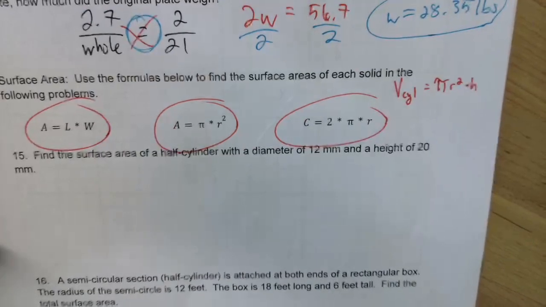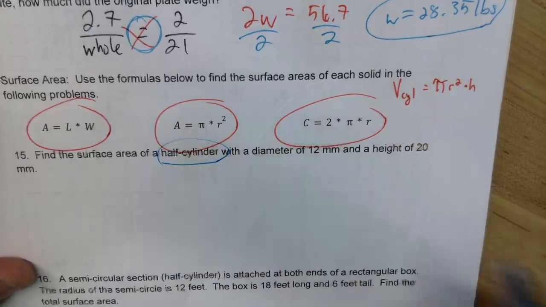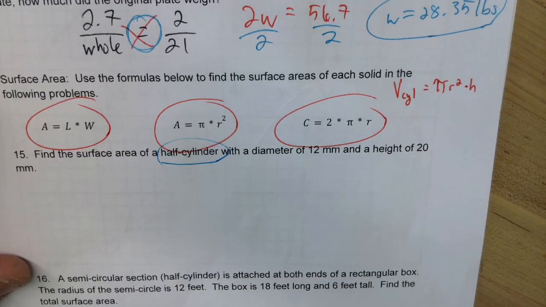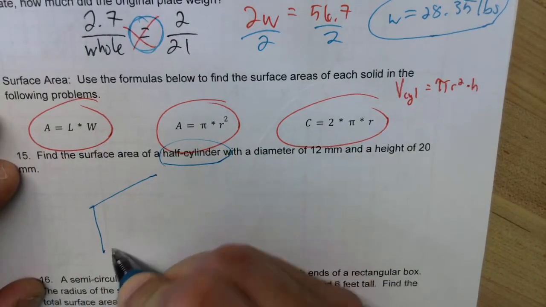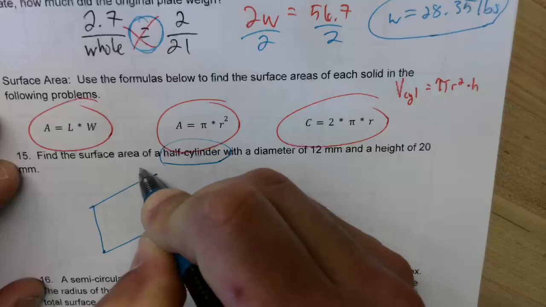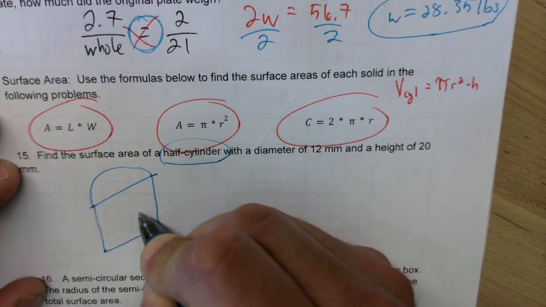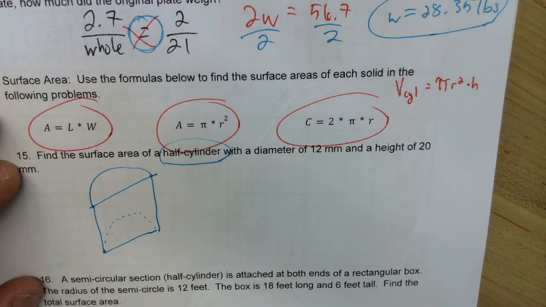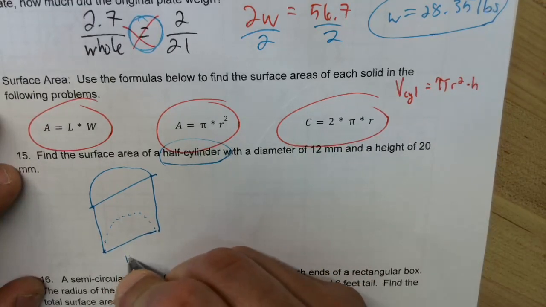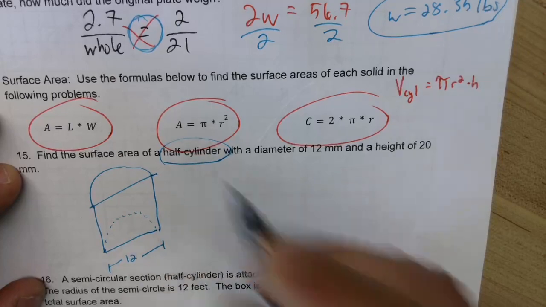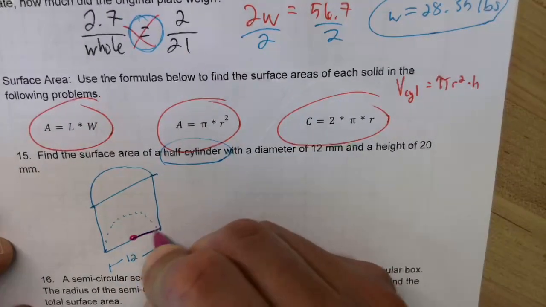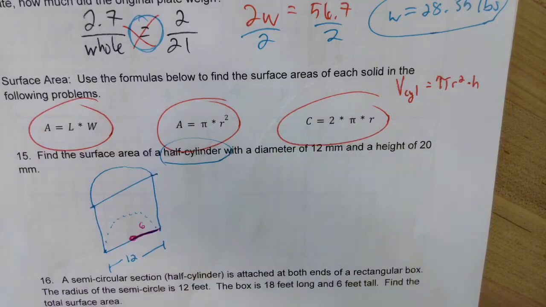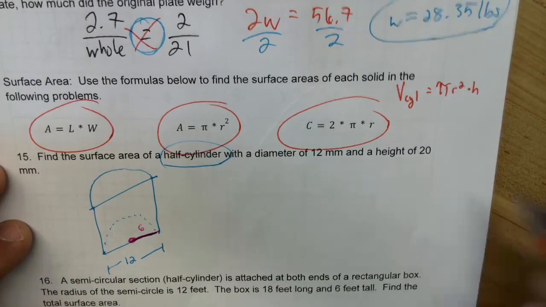All right, but anyways, they're asking for surface area, number 15. So, surface area of a half cylinder with a diameter of 12 millimeters and a height of 20 millimeters. The first thing I'm going to try and do is just sketch it out. Okay? So here's my half cylinder. The diameter is 12. So if the diameter is 12, what value can we take from that to use? Especially if we're talking about area, we need the radius. Therefore the radius would be 6. And they also tell us the height is 20.